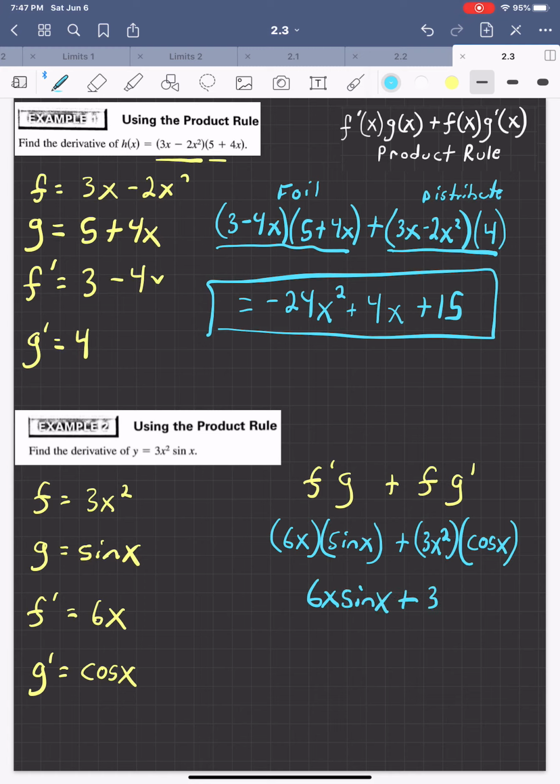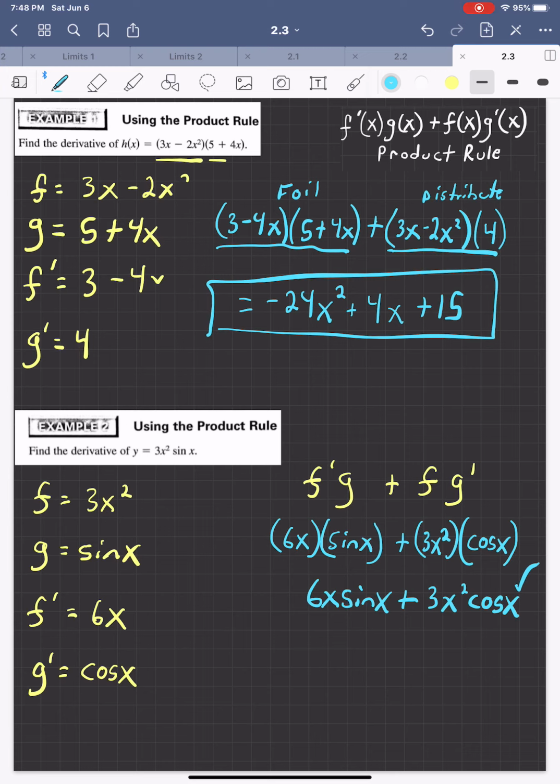And same thing here, 3x squared cosine of x. So there's no negative exponents. There's nothing else. Well, I'll say something in just a second. There's no negative exponents. We have combined all like terms, so I'm happy with this answer.